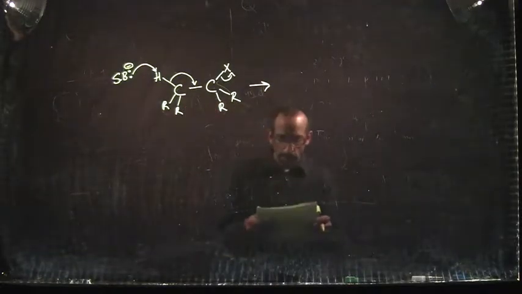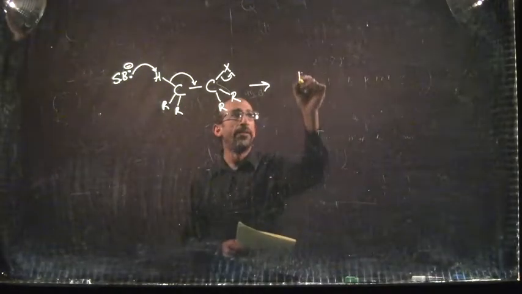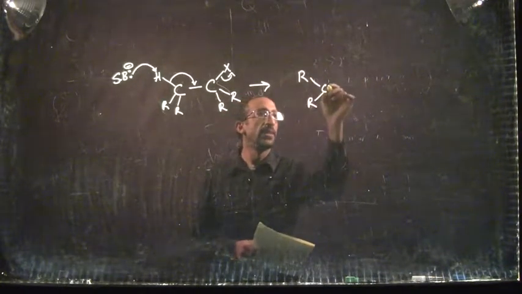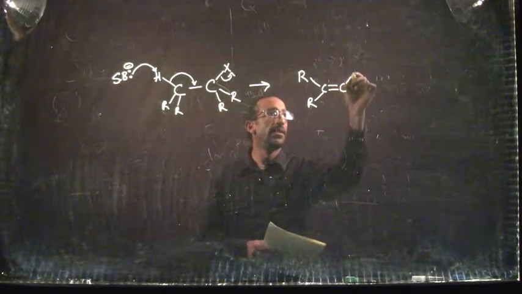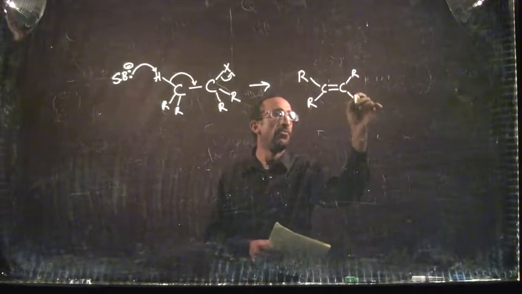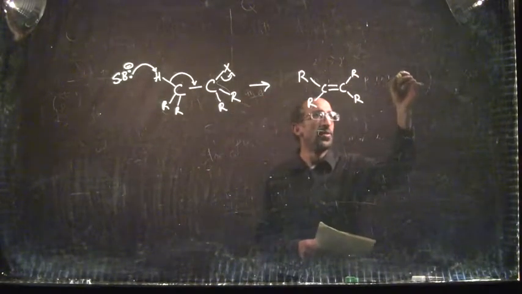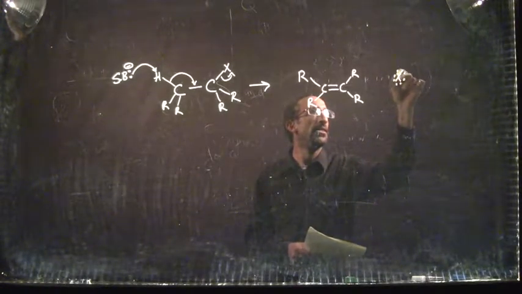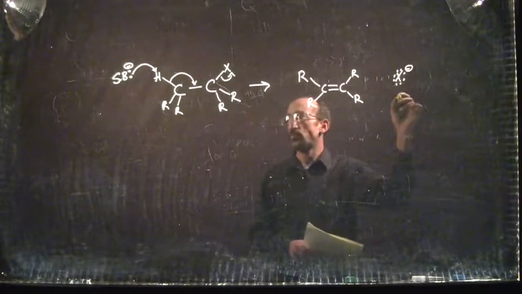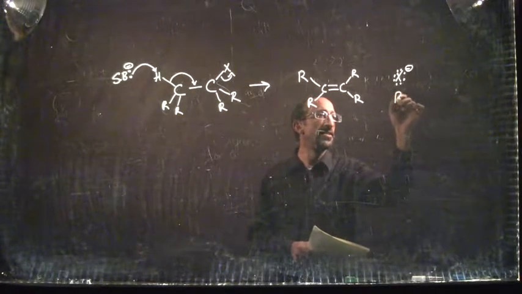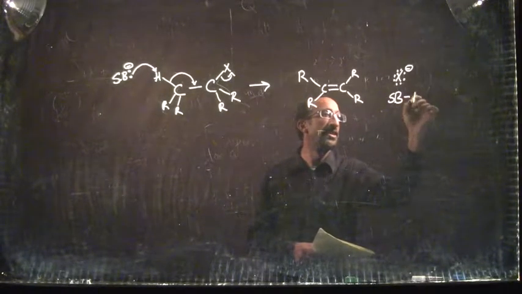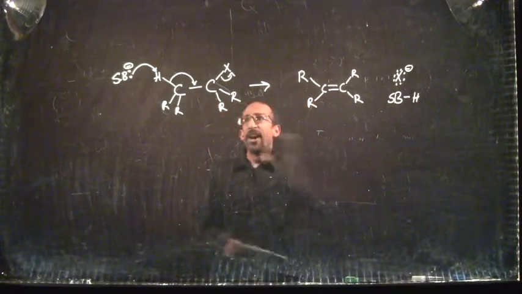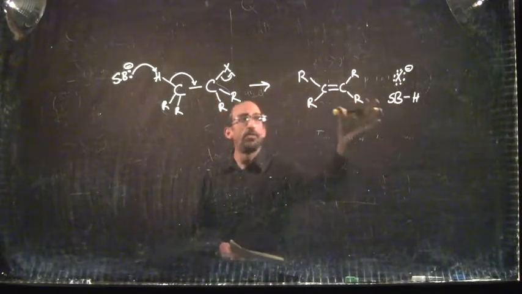So that overall, we end up with an alkene, we formed a new pi bond. We have our leaving group. And we have our base, our strong base that has now picked up a hydrogen atom. So here I've had this negative charge passing all through my reaction.